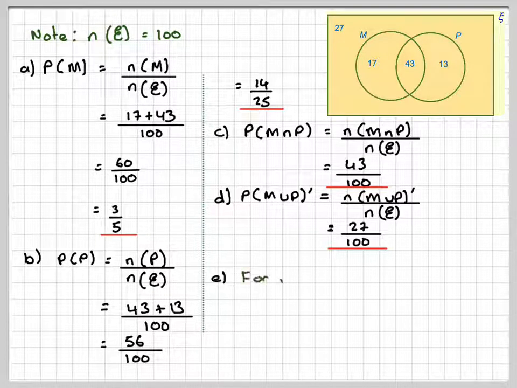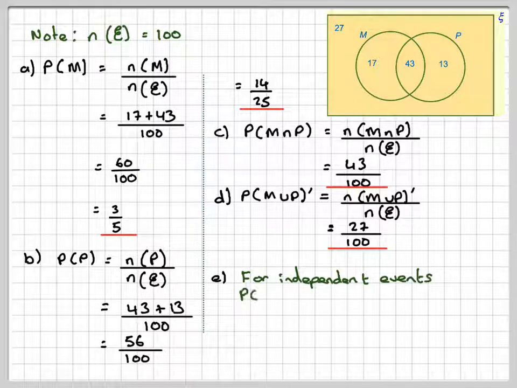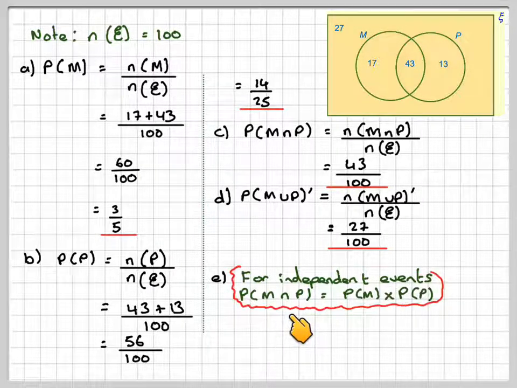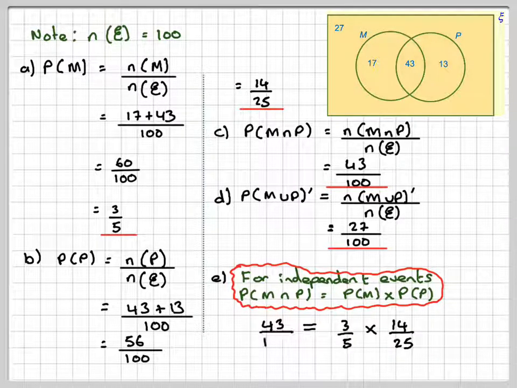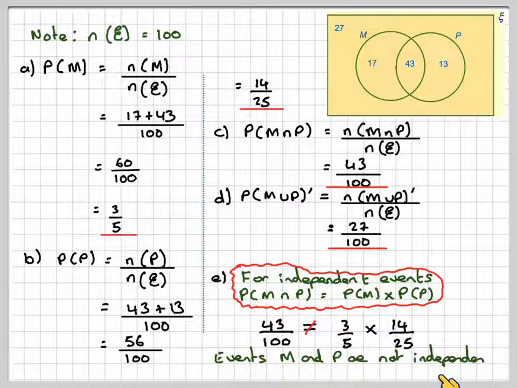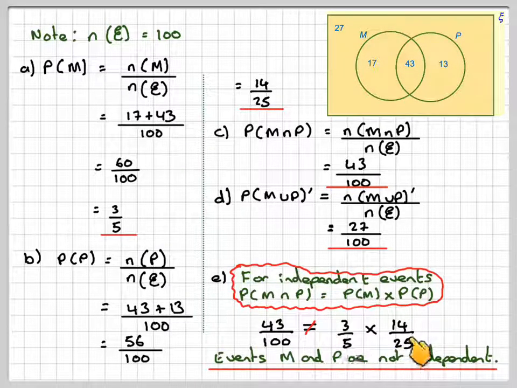Now we're asked to state whether the events are independent. So for independent events, if you were to work out the probability of M and P, that's equal to the probability of M times the probability of P. So in this case, that would be 3 out of 5 times 14 out of 25, and that is not equal to 43 over 100. Therefore, these two events are not independent. So we stated they're not independent, and here we have given a mathematical reason why they're not independent.